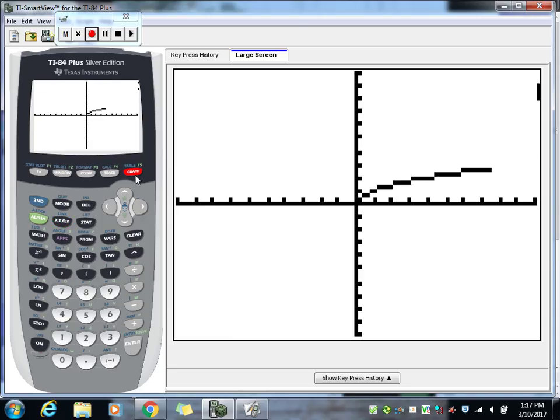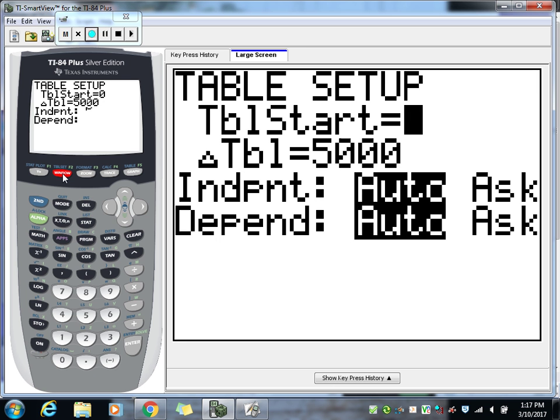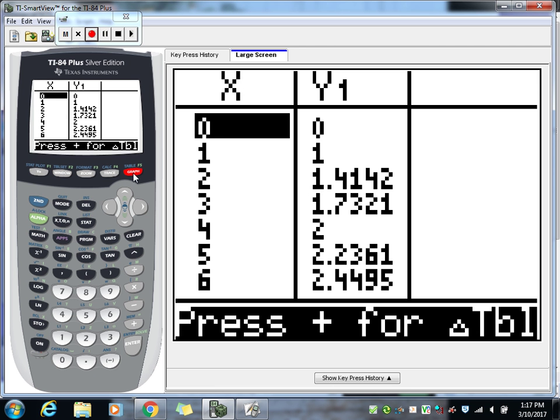Would that be linear or nonlinear? That would be nonlinear. It's got a little bit of a curve to it. Little bit of a curve going on there. So that one is actually a nonlinear function. So let's take a look at our table. Oh wait, I gotta fix my table. Hold on. 0, 1, bam. Now let's look at our table.